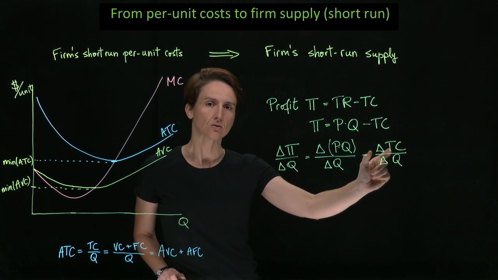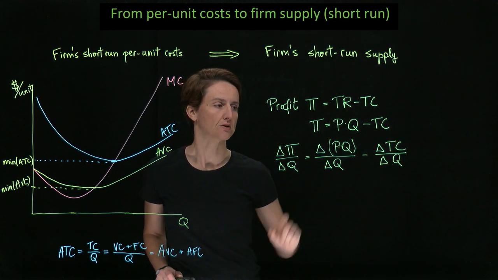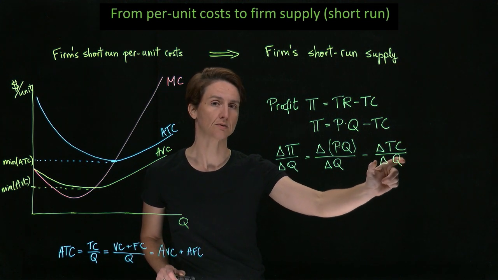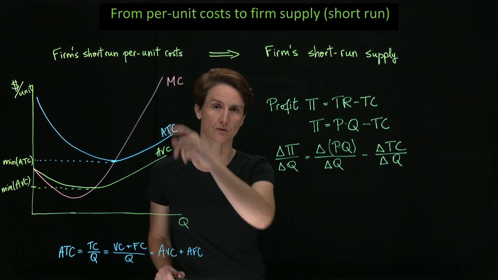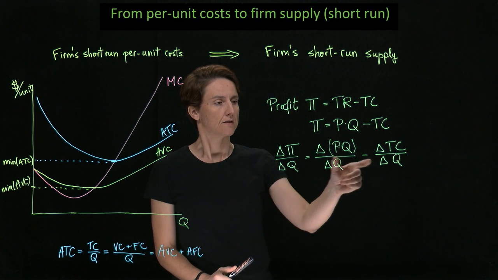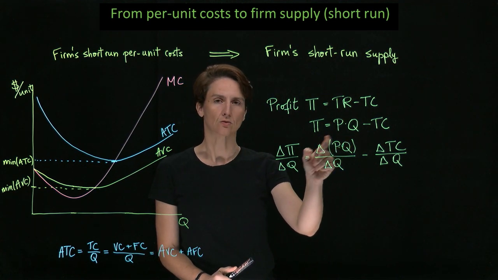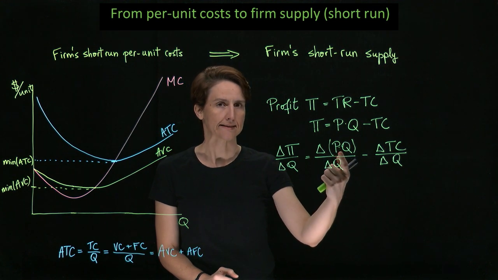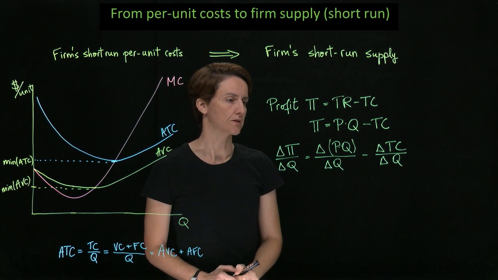Now, the change in total cost that corresponds to a 1 unit change in output, we've already defined this measure. That's simply marginal cost. That's what we have graphed here. This is the difference in total revenue when you sell one more unit. Well, let's examine this product.